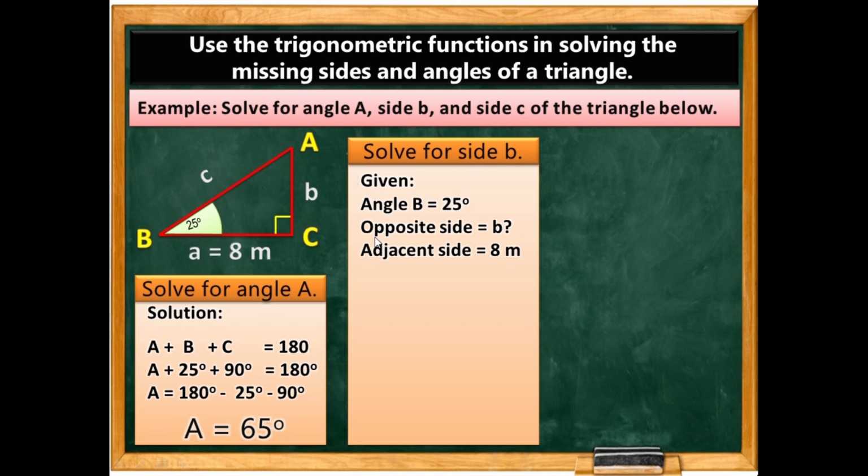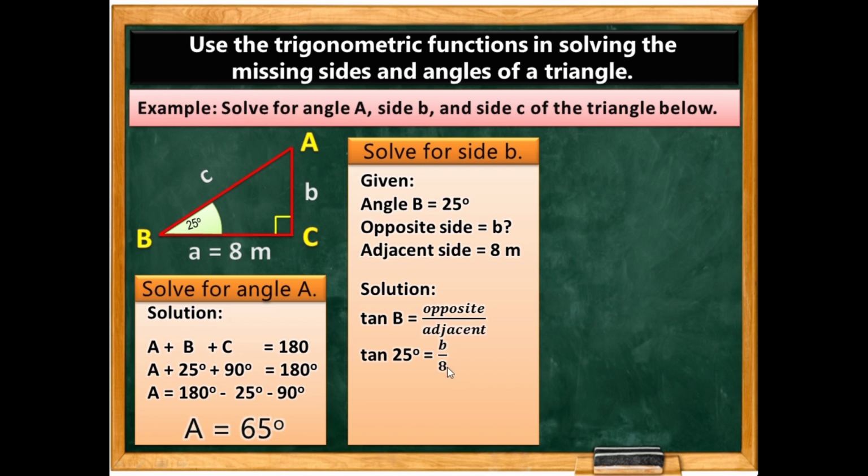Can we use sine? No, because we don't have a hypotenuse. Can we use cosine? Still no, because we don't have a value for the hypotenuse. So in here, we have the opposite side and the adjacent side. We can use tangent. So that means tangent of the angle B is equal to opposite over adjacent. So opposite, we have the value of B, and this is our unknown, while adjacent, we have the value of 8.